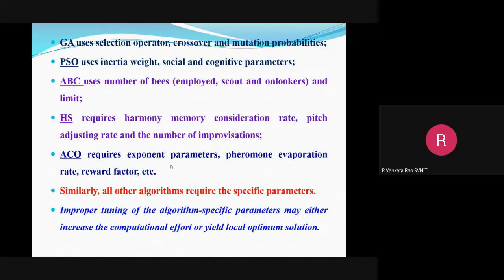But that final solution may not be the optimal solution. If you change the population size, number of iterations, and the crossover probability value, mutation probability value, and selection operator, then some other solution you may get. And for some other crossover probability and mutation probability, you may get some other solutions. That means by changing the selection operator, crossover probability, and mutation probability in genetic algorithm, you may have different solutions.